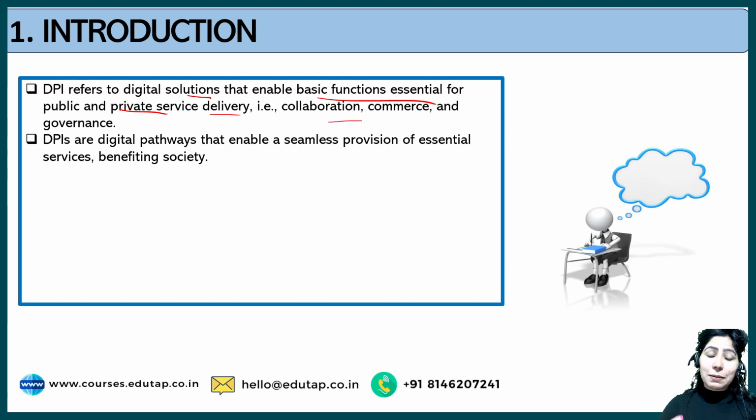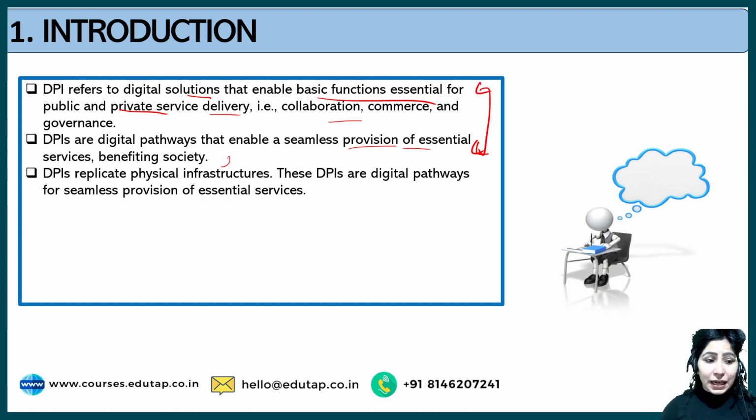Then, DPIs are digital pathways that enable a seamless provision of essential services benefiting society. So these are 2 definitions that you can use in your answer for explaining DPIs. And you can also say that they replicate physical infrastructures. For example, the replacement of carrying an Aadhaar card physically is your M-Aadhaar app. Then these DPIs, they are digital.